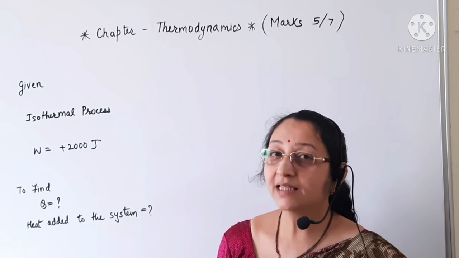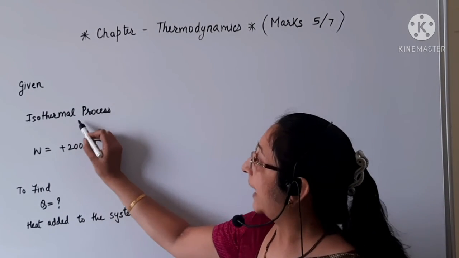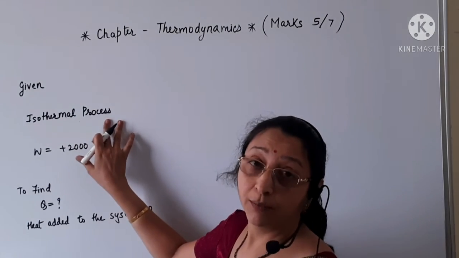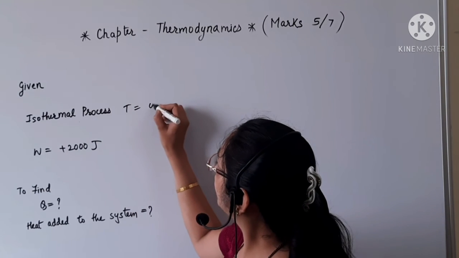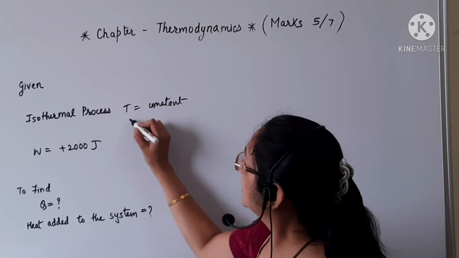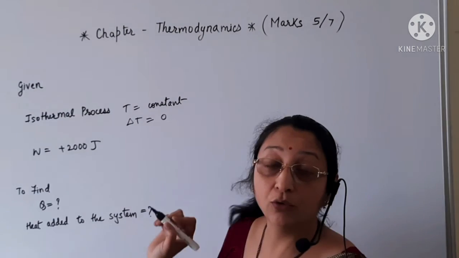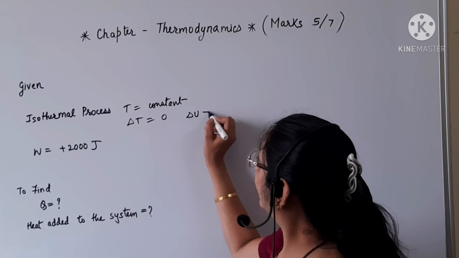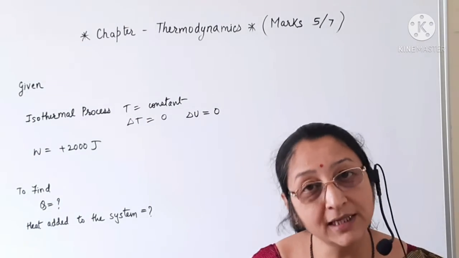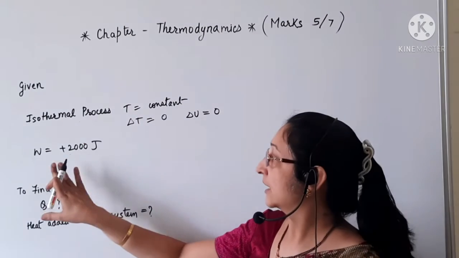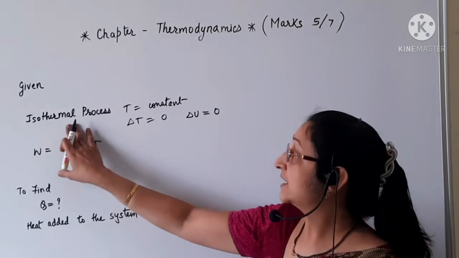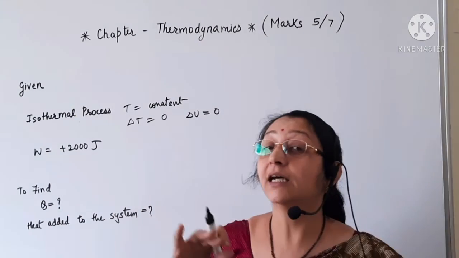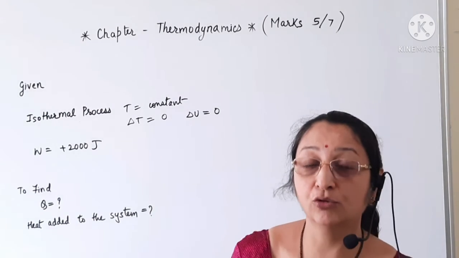So in the problem, it is given that an ideal gas is taken through an isothermal process. Since the process is isothermal, temperature is constant. That is, the change in temperature delta T is equal to 0. And since there is no change in temperature, the change in the internal energy will also be 0. That is, delta U is equal to 0, because the process is isothermal. Now this gas which is taken through the isothermal process does work on the environment. Since the gas is doing work, the system is doing work, so the work will be positive.